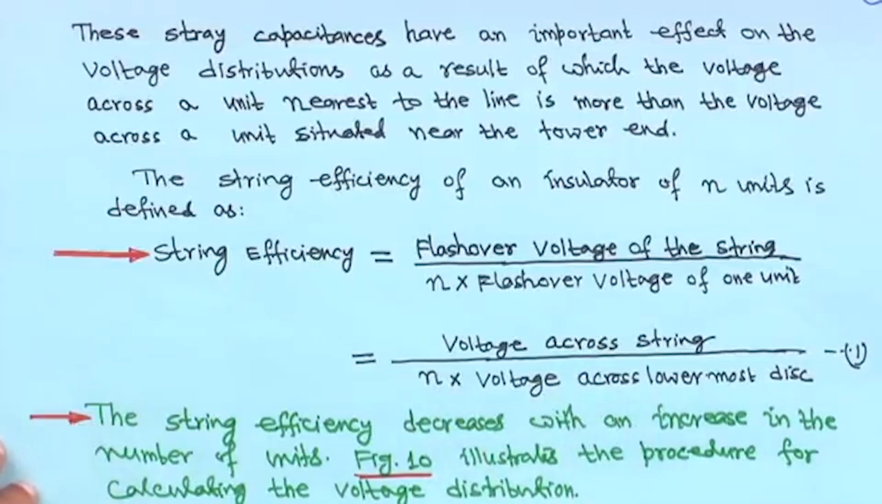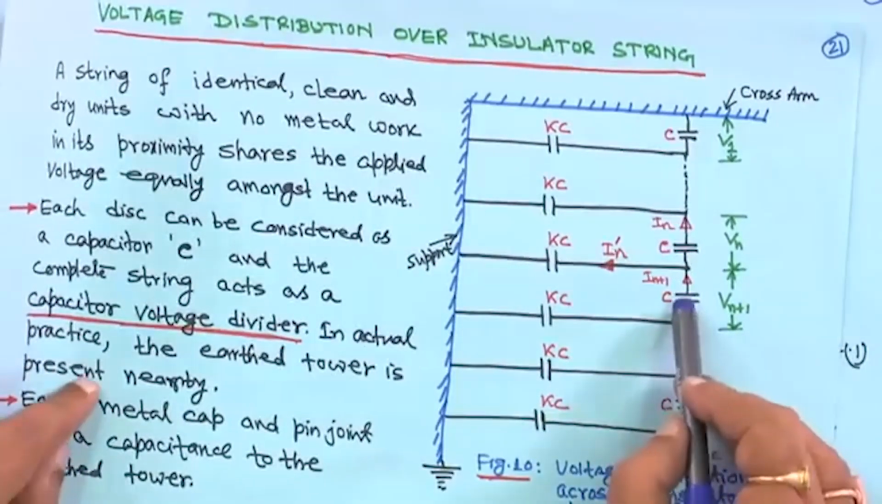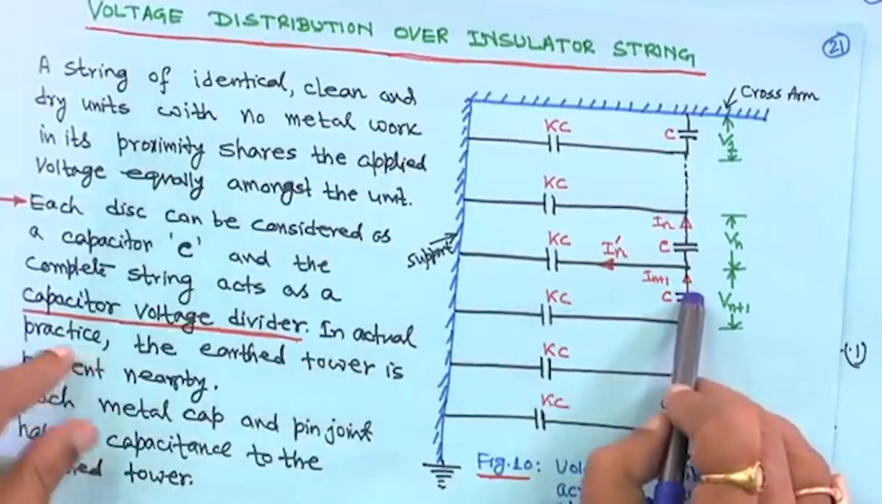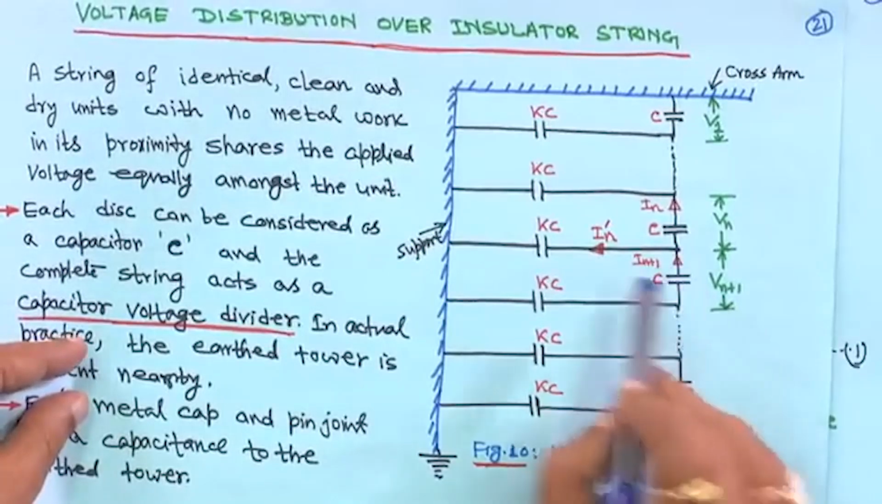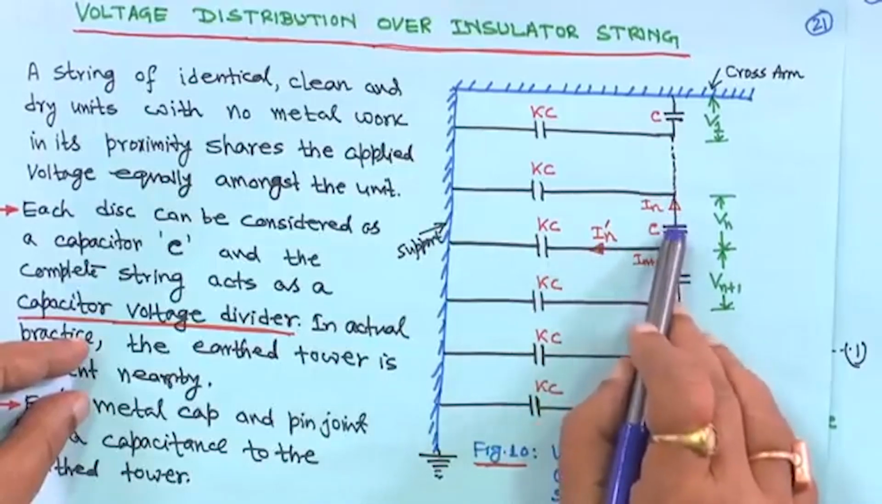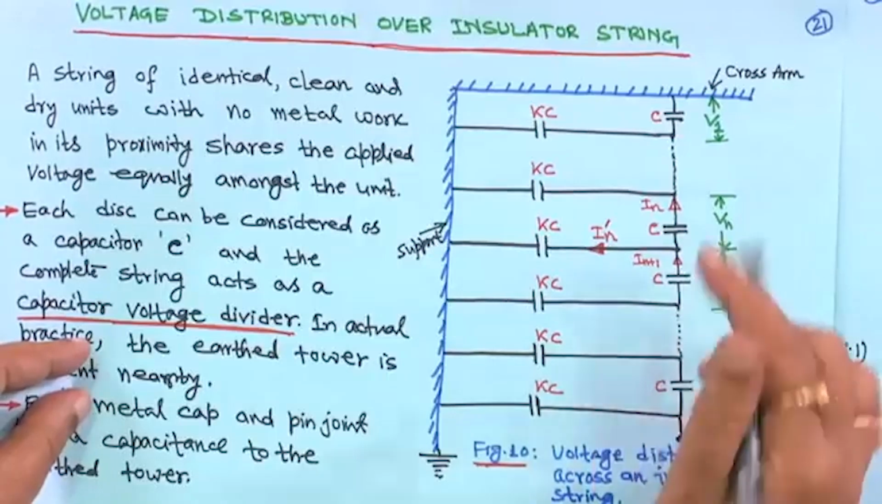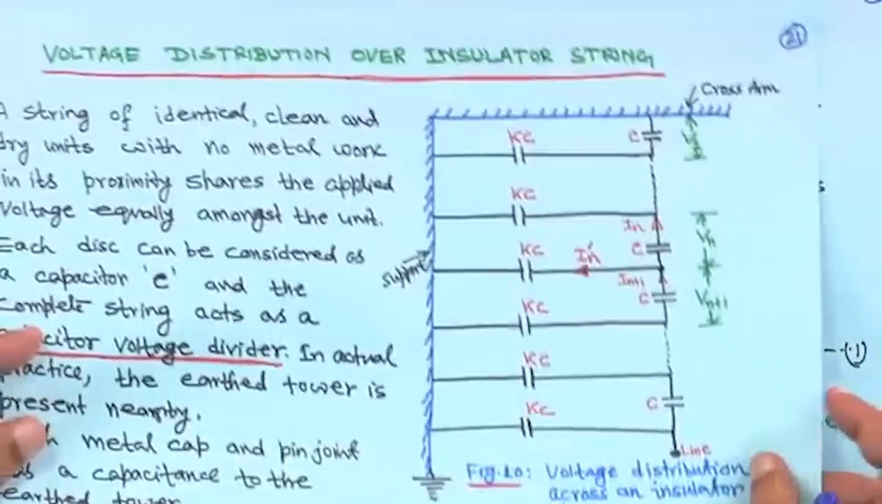Figure 10 illustrates the procedure for calculating the voltage distribution. In this case, you can see this is the n plus 1 capacitance. The current here is I n plus 1, and part of the current is going to ground, say I n dash, and in the nth disk it is I n. If you apply Kirchhoff's first law at this point, then I n plus 1 will be equal to I n plus I n dash.